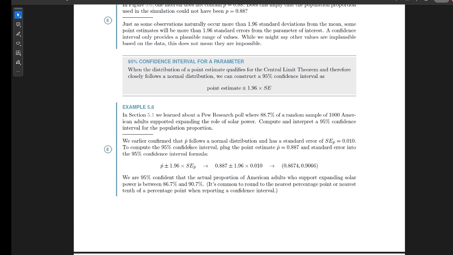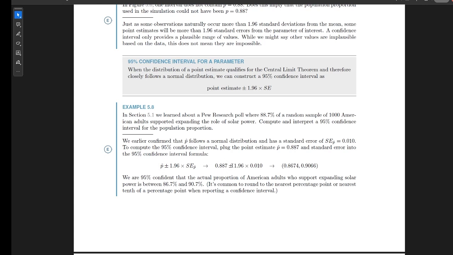To compute the 95% confidence interval, we plug in the point estimate p hat. So that's this number out in front. That's the proportion that we measured, right? 0.887. That's 88.7% written as a decimal. So that goes in front. That's our p hat. Plus or minus.